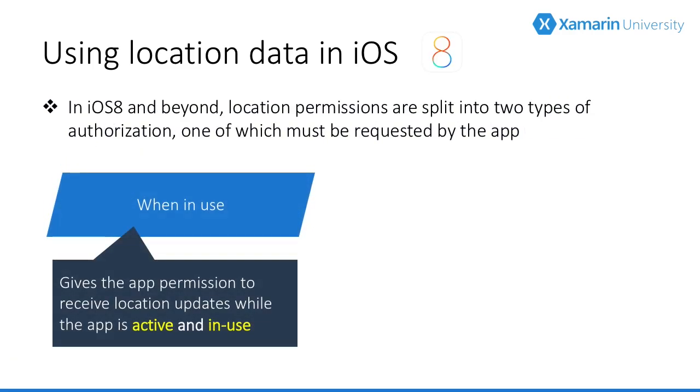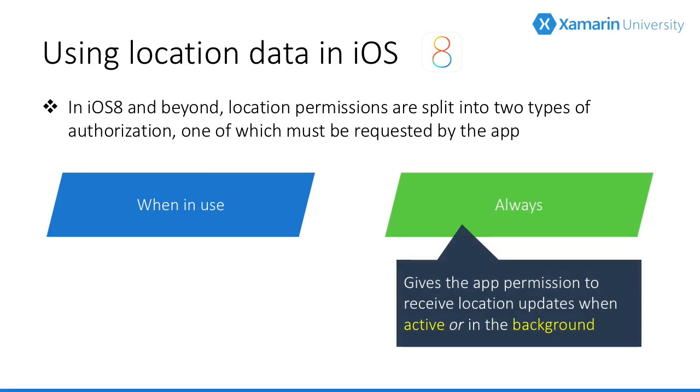Starting in iOS 8, we have two different types of location data we can request. We can either request to be able to access the user's location or the device's location when the app is in use, when it's in the foreground. Or we can request to be able to have access to the user or device's location all the time, even when our app is in the background. This started in iOS 8. Before that, we were just able to request device permission, period. With iOS 8, we have to choose, are we requesting permission when in use or anytime?